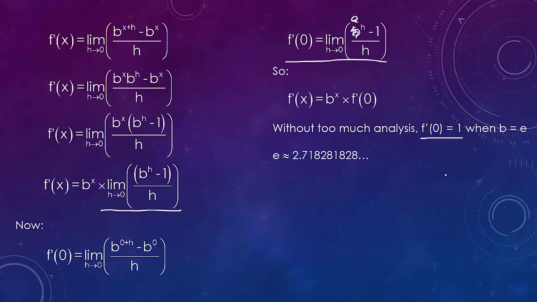And because f dash of 0 is 1, f dash x will just be e to the x multiplied by 1. So we have this special feature that if y is equal to e to the x, then dy/dx is e to the x. So we have a function which differentiates to itself.